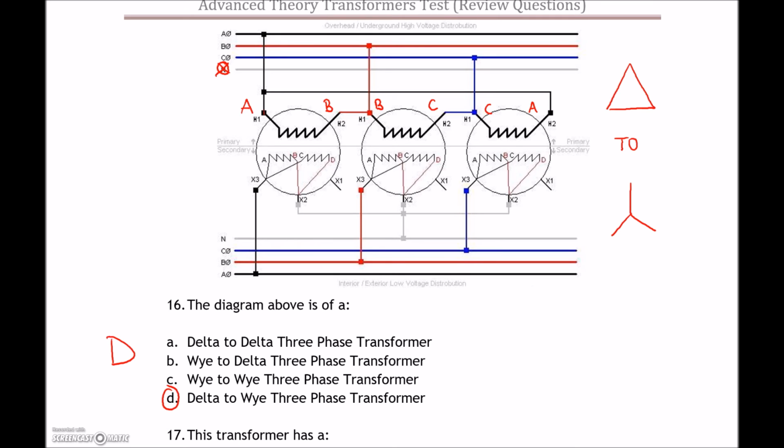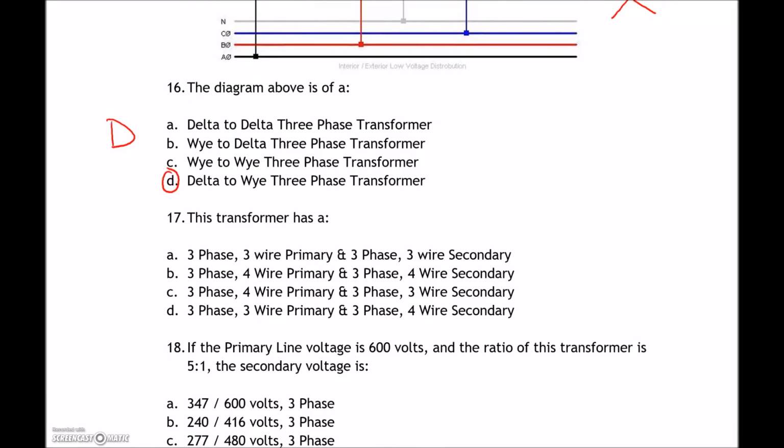And for this guy, we have to count our number of conductors on the primary and the secondary. Well, in the primary, we seem to have 1, 2, 3 conductors. And the secondary, we've got 4 conductors. So 3 wires in the primary and 4 wires on the secondary. Best answer out of these guys looks like D.